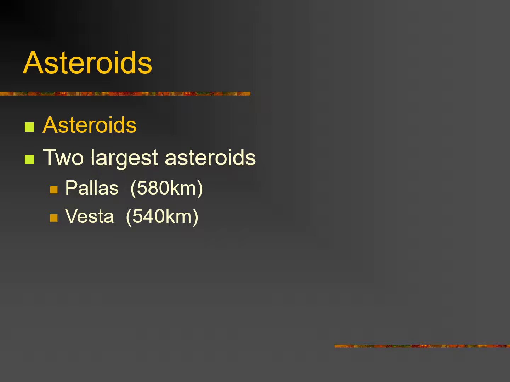Pallas and Vesta are not spherical in shape. They don't have enough mass to give them that spherical shape. So here we find that these two, being the largest asteroids, are going to stay in the asteroid belt as asteroids.